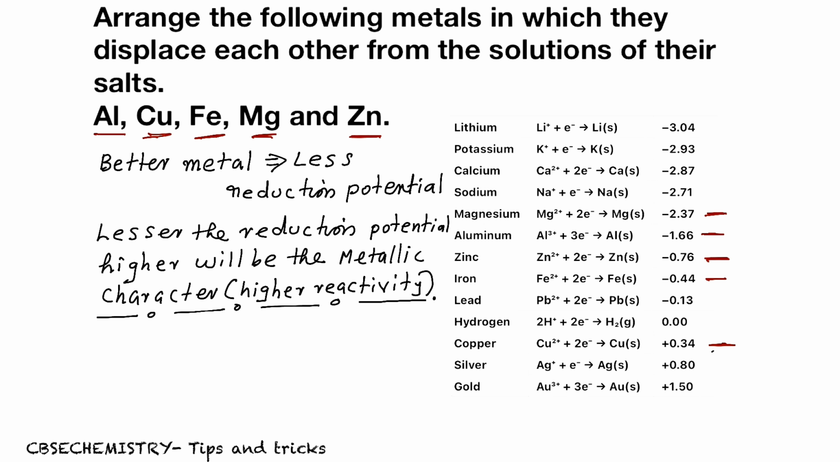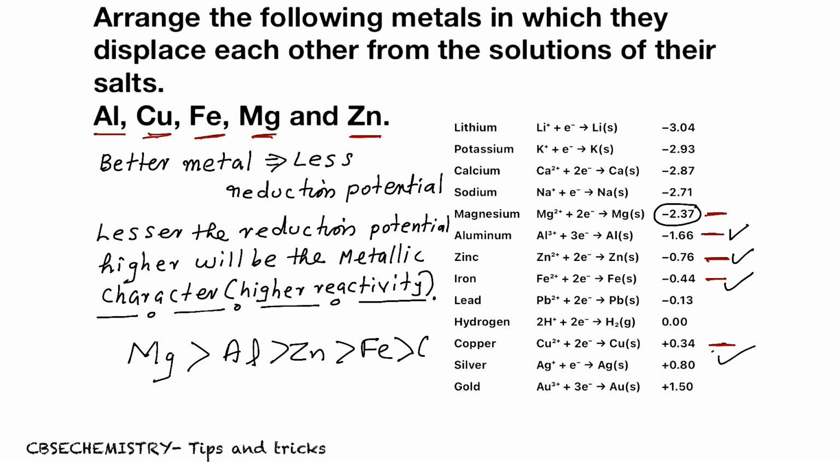Now, as per our hint, the one which has the least reduction potential, the highest negative value meaning the least value, will be the best metal. So, which is the best metal? Of course, magnesium. So our first member is magnesium. Then the second member is aluminium. Then zinc. Correct, right? Then iron. Then copper. Hope all of you understand. So, the most reactive metal is magnesium and the least reactive metal is copper.